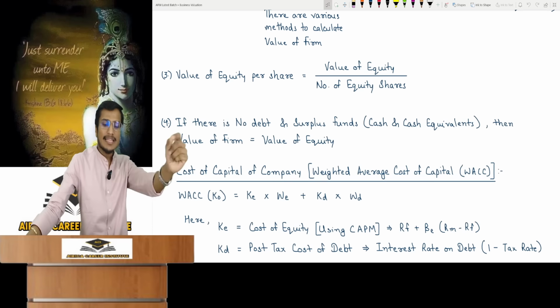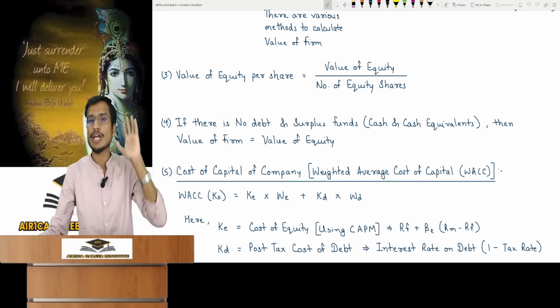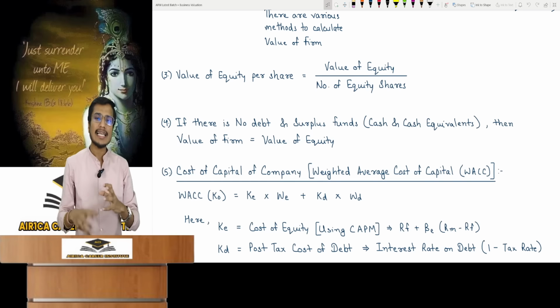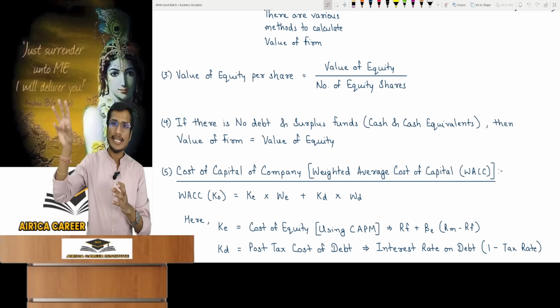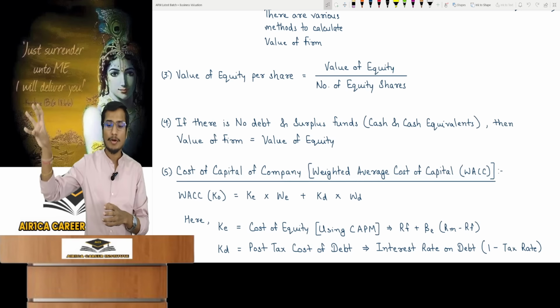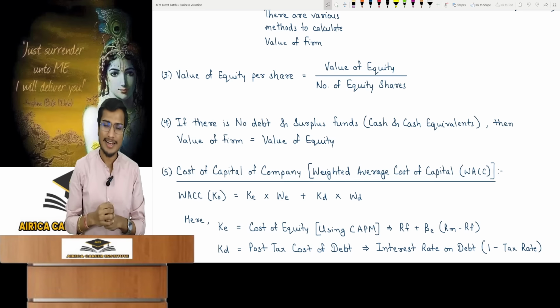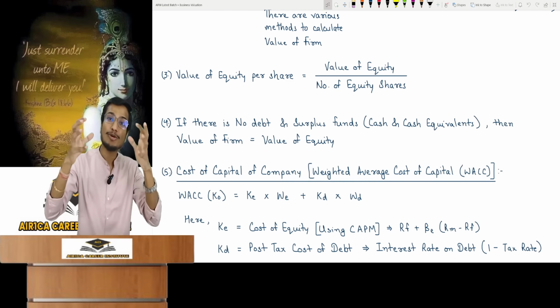Next point, if there is no debt and surplus fund, cash and cash equivalents, then value of firm is equal to value of equity. What is this then? Look, if the company has no debt and no cash, imagine in practical life a company with no debt. That company has not taken any money from debt, nor does it have any cash and cash equivalents. So what will be the value of the firm and equity for such a company? They will be the same.